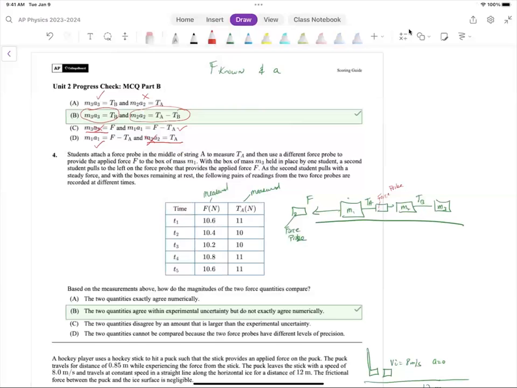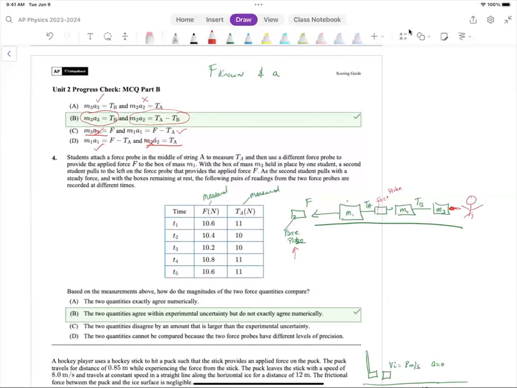And then they use a force probe right here to determine the force that is applied, the F. All right, so we have this F and we have this T. Now listen to this. When the box of mass 3 is held, so some other student hangs over here by a student, he's holding on to this. And a second student comes over here and pulls on that force probe to the left. And that provides an applied force F.